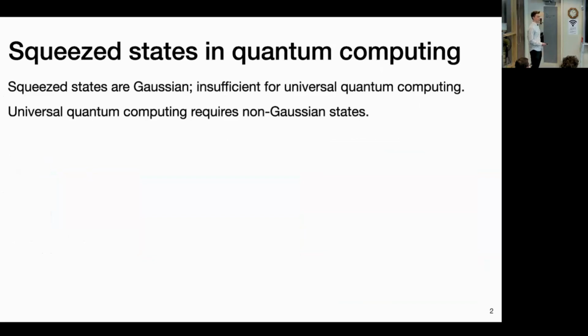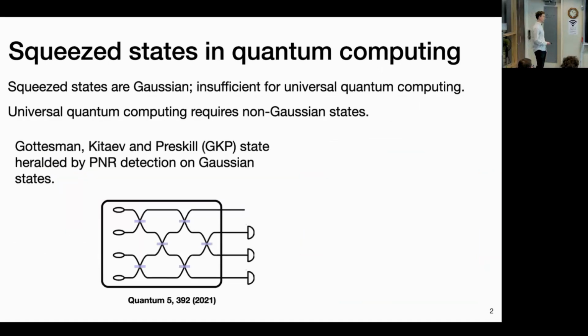So squeeze states in quantum computing, squeeze states are Gaussian, meaning they can be represented by Gaussian functions in phase space. And that's insufficient for universal quantum computing. So with a Gaussian state, you can only simulate a unitary that does a linear transformation. But to do universal quantum computing, you need to simulate a unitary that can do a nonlinear transformation, and that requires a non-Gaussian state.